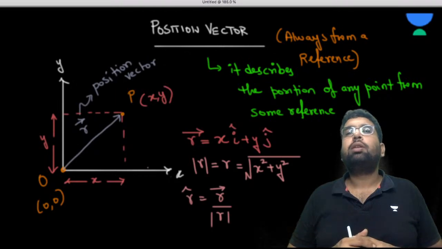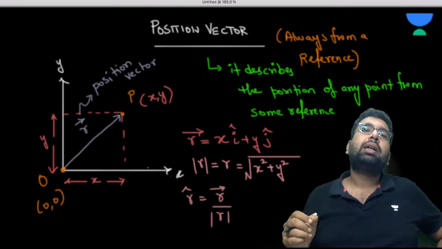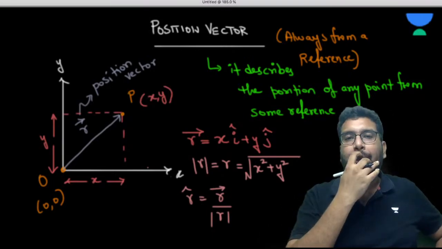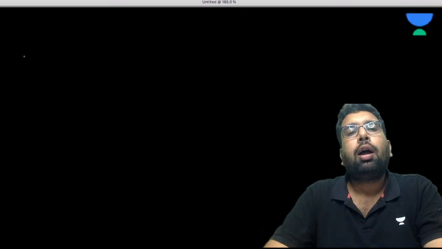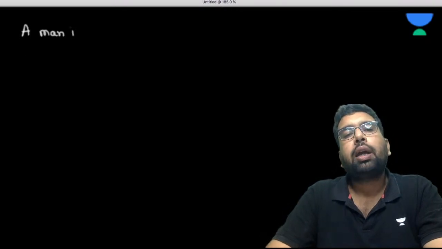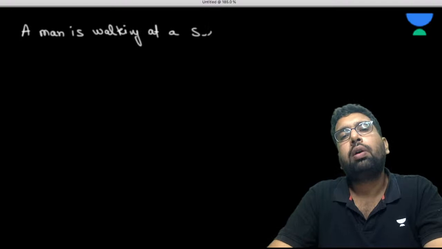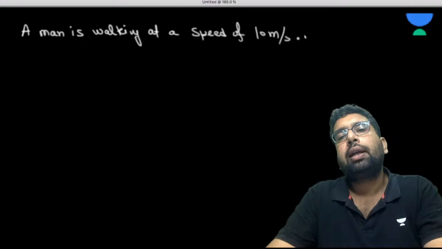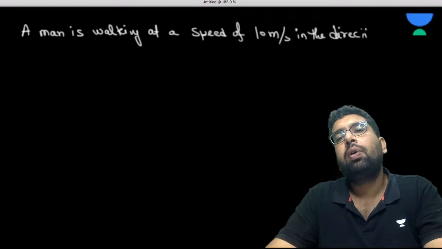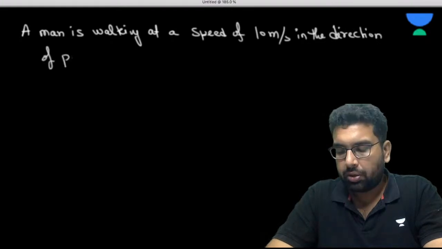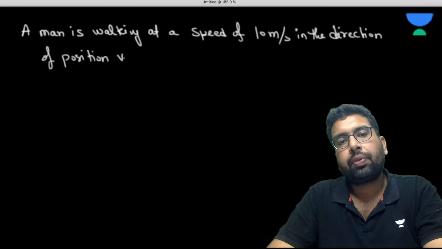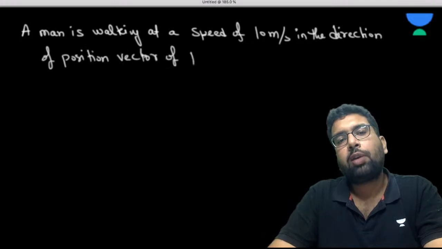Now, if I say that someone is moving with a speed of 10 meters per second in the direction of the position vector of P. Okay, a man is walking at a speed of 10 meter per second in the direction of the position vector of P, whose coordinate is x, y from the origin.